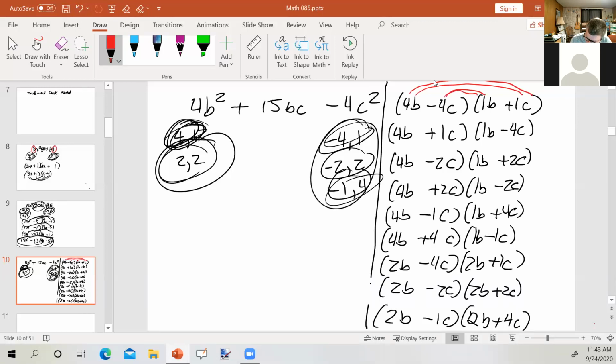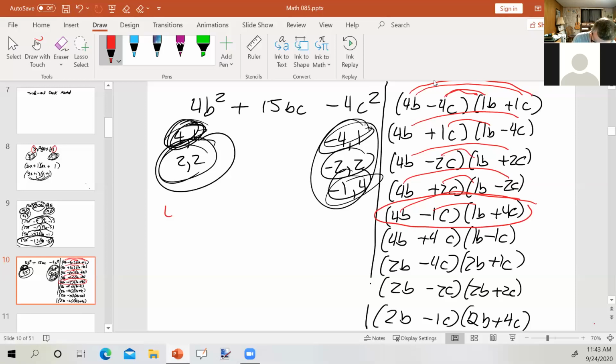4bc minus 4bc. That would just be 0. Negative 16bc plus 1bc would be minus 15bc. Right number, wrong sign. 8bc minus 2bc is 6bc. Negative 8bc plus 2bc is what? Negative 6bc. 16bc minus bc. Oh, there we go.